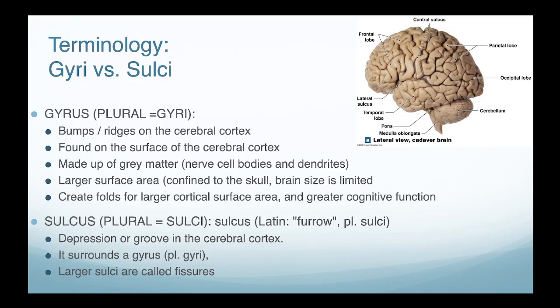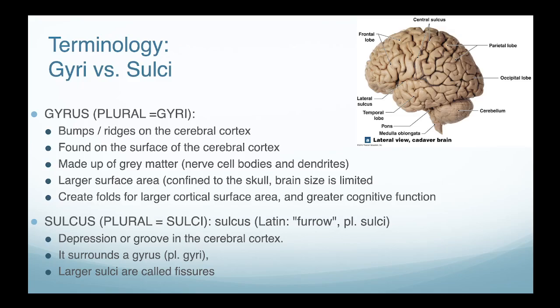The reason why we have these gyri and sulci is that in order for your brain to maximize its ability to do what it does, it needs to be able to reside within a limited amount of space. So it's going to be confined within the skull, which obviously is a space-limiting feature. So you want to be able to maximize the surface area. So that's why you have these gyri and sulci.